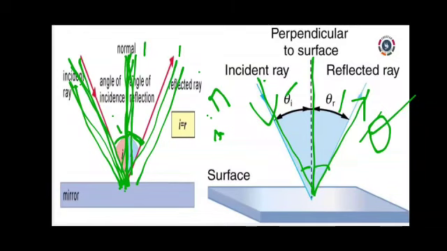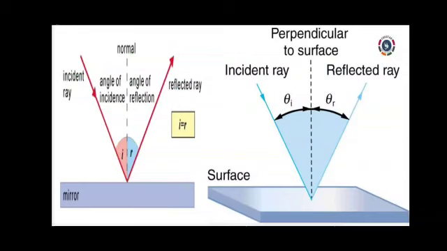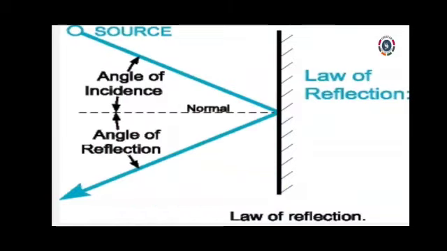What does the letter indicate? Theta. Theta I means angle of incidence. Theta R means angle of reflection. Yeah, let's move on to the laws of reflection.